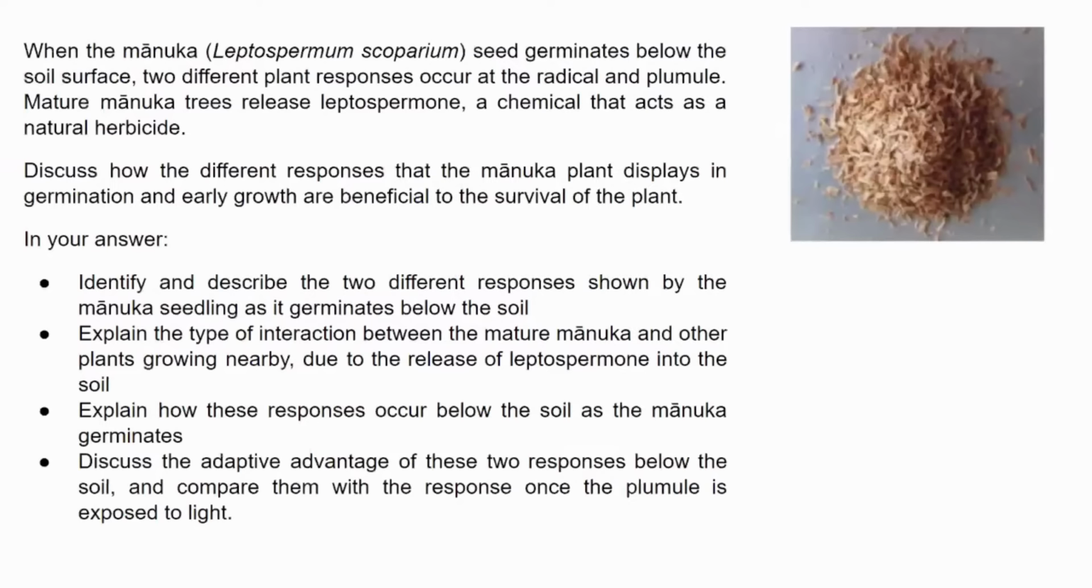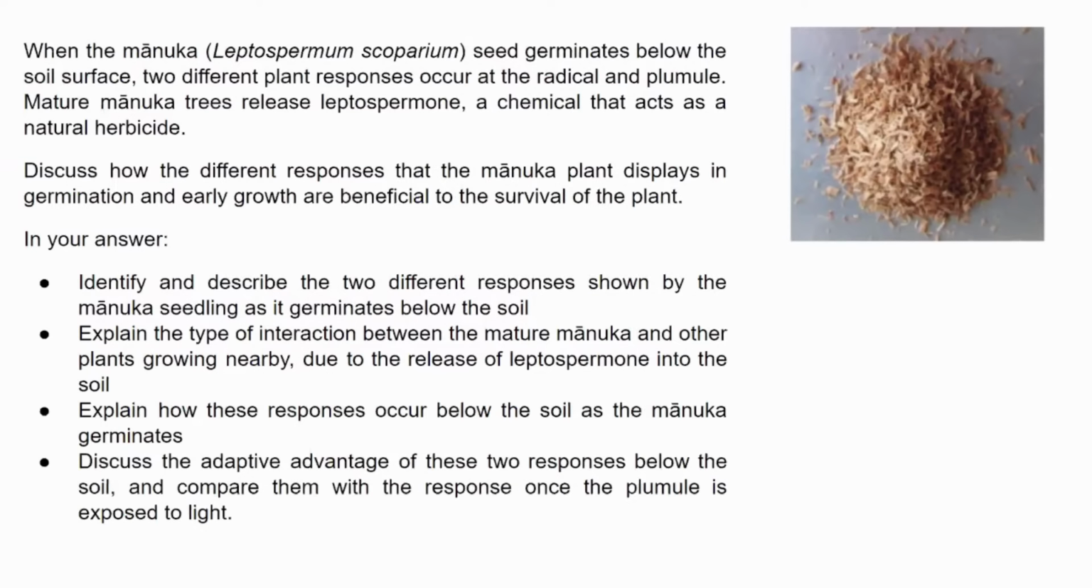And be really careful with how you read questions, because lots of students read this and immediately started talking about tropisms in plants, photosynthesis, positive phototropism. But actually it's about below the soil level, so light isn't a stimulus. Okay, so the question is talking about a radicle, so a root, and a plumule. They're just the official names for roots and shoots. And how mature Manuka trees also release chemicals into the soil.